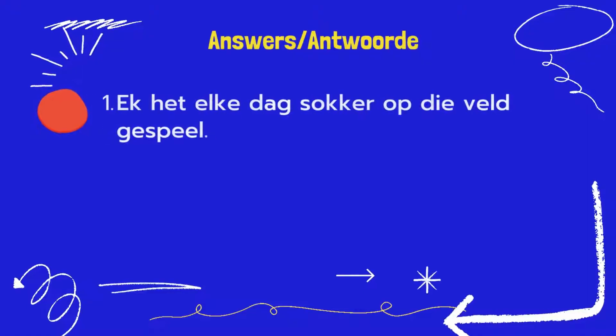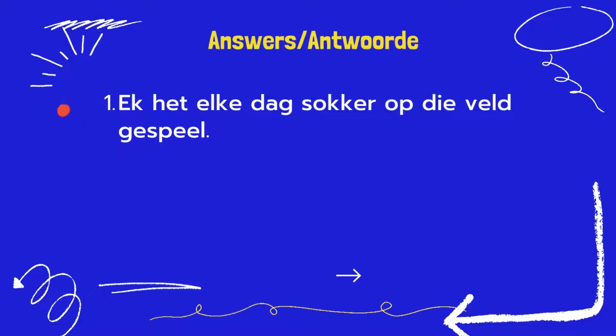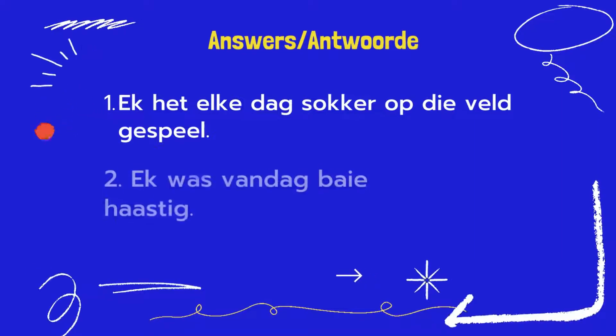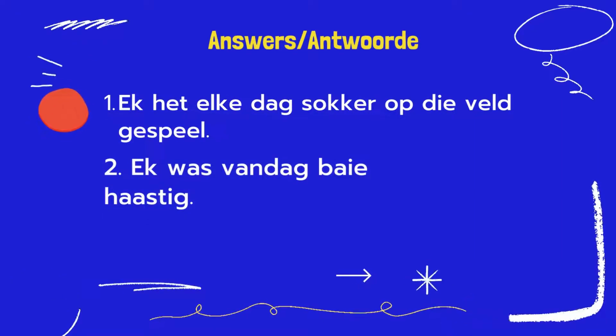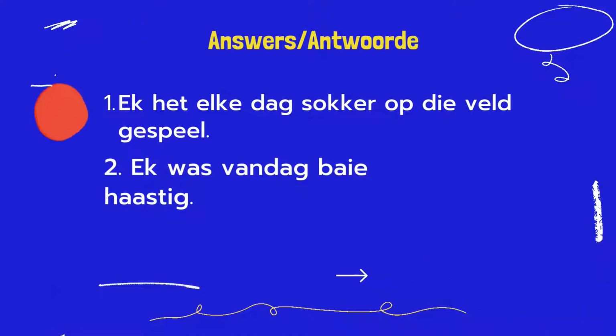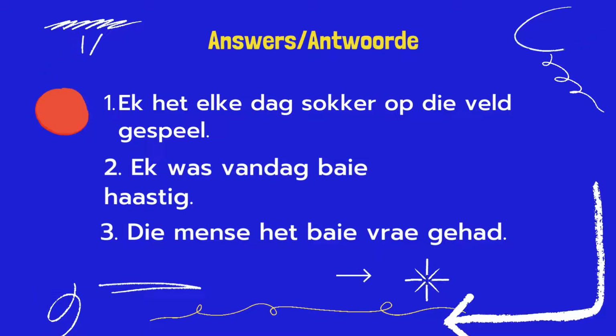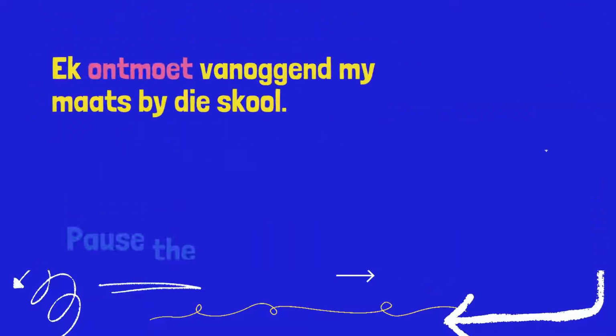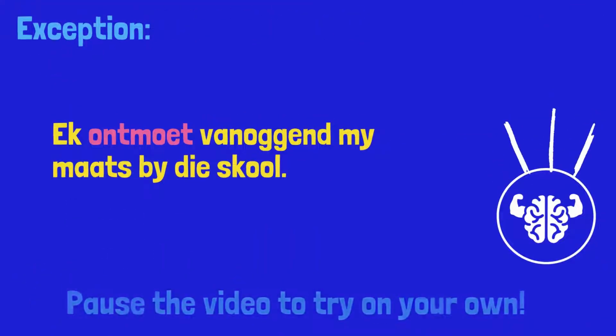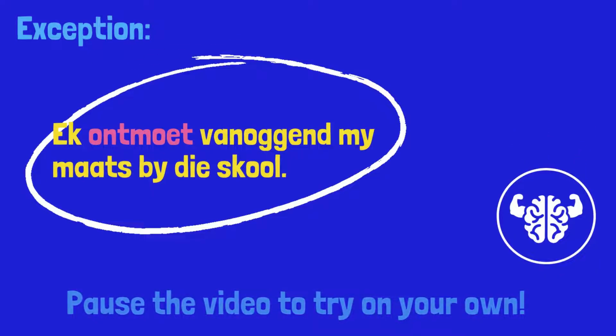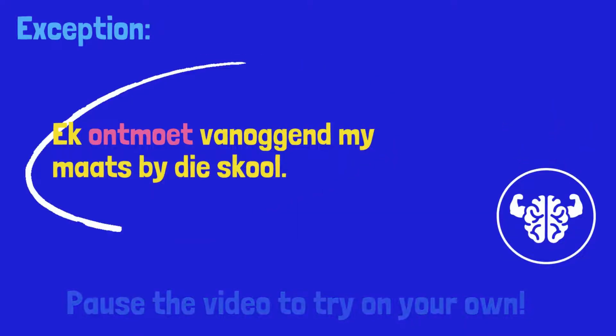For Rule number 1 sentence, the correct answer is ek het elke dag sokker op die veld gespeel. For Rule 2, the correct answer is ek was vandag baie haastig. And for Rule 3, the correct answer was die mense het baie vrae gehad. With regard to the words that do not get ge when moving to the end, try the following sentence and see if you can do it correctly. I hope that you found this video helpful.